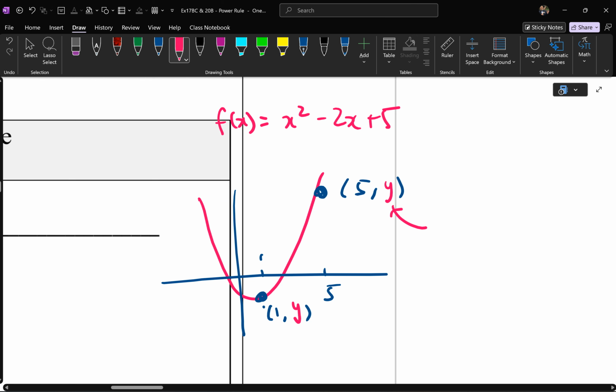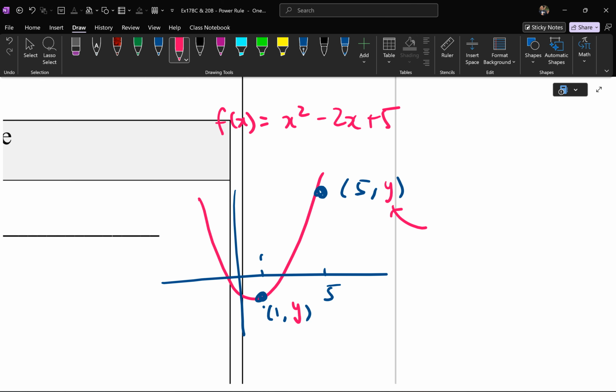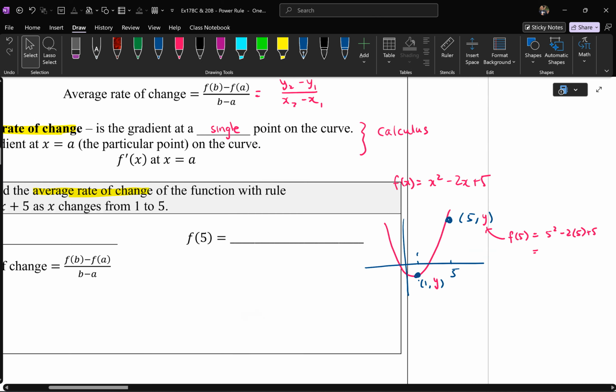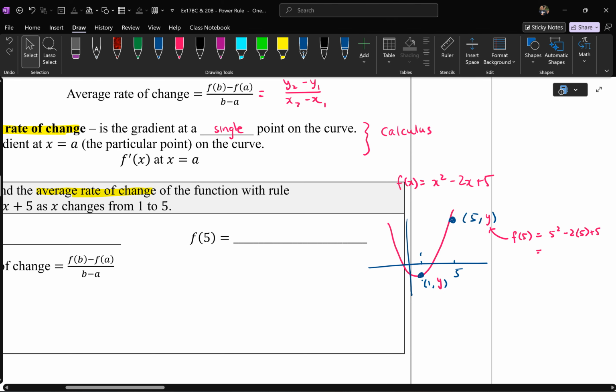Because that tells you what the y is. This is y. Back in year 9, this is your x. You know, x is 5. So in the equation, you're finding f of 5. Or another way of thinking about it is 5 squared minus 2 times 5 plus 5. So let's work it out. And that's why I got a little space for you to fill in there. f of 5. So let's calculate it.